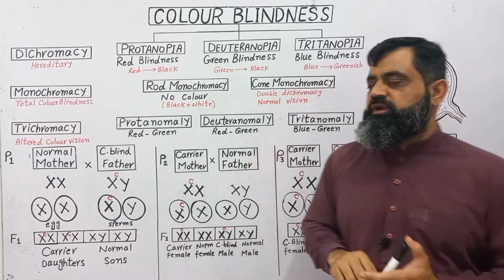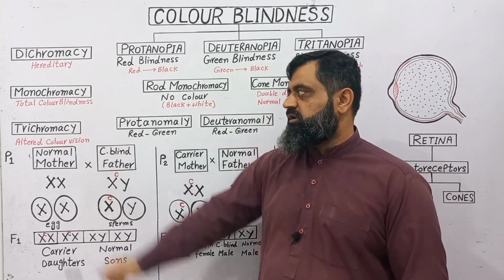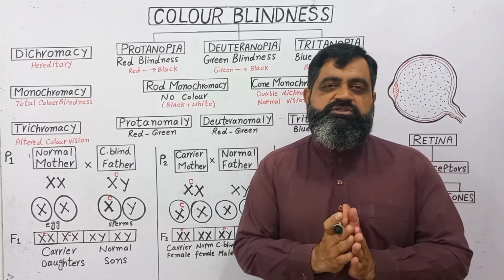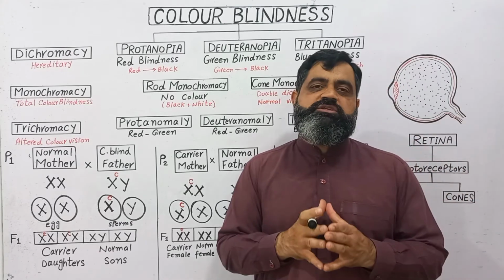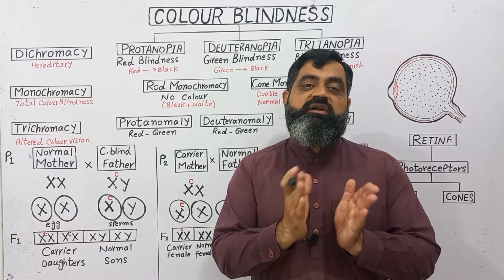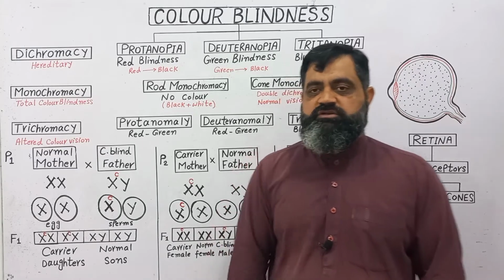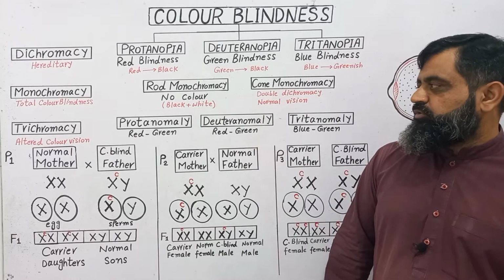The third type of color blindness is trichromacy. Trichromacy is known as altered color vision. In this condition, the person affected by this disease can perceive colors, but with altered perception, with altered shades, not the actual shades of the colors. There are three types of trichromacy.